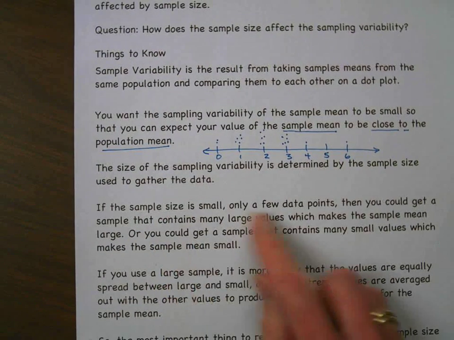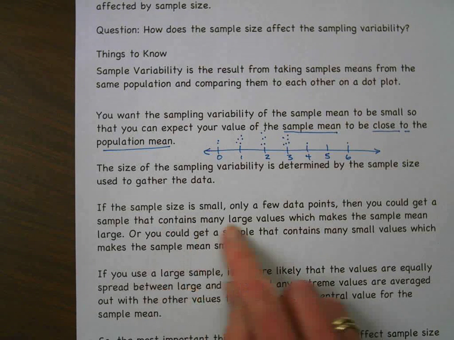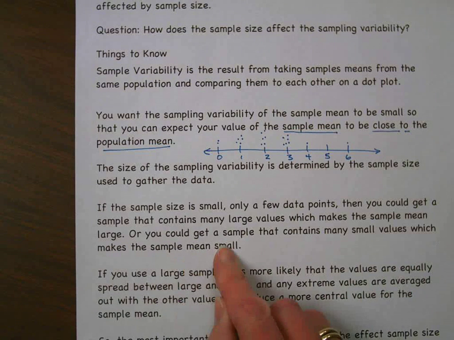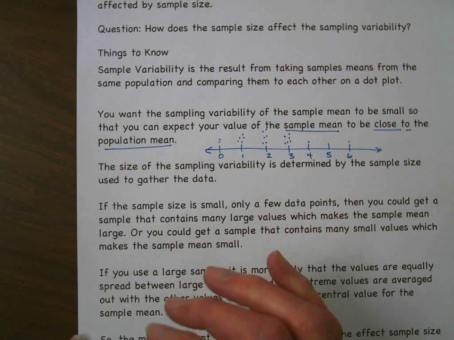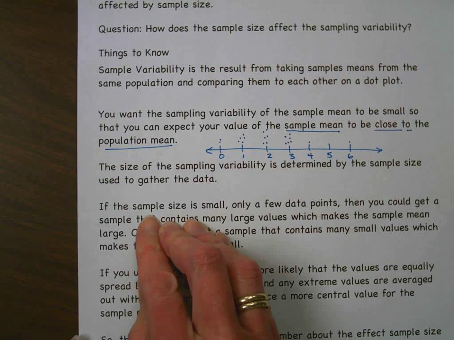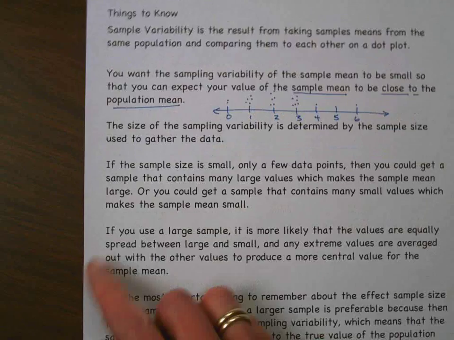If the sample size is small, only a few data points, then you could get a sample that contains many large values, which makes the sample mean large, or you could get a sample that contains many small values, which makes the sample mean small. That is where it gets a little bit skewed, because if your sample size is too small, you won't get a genuine representation of all the data points.